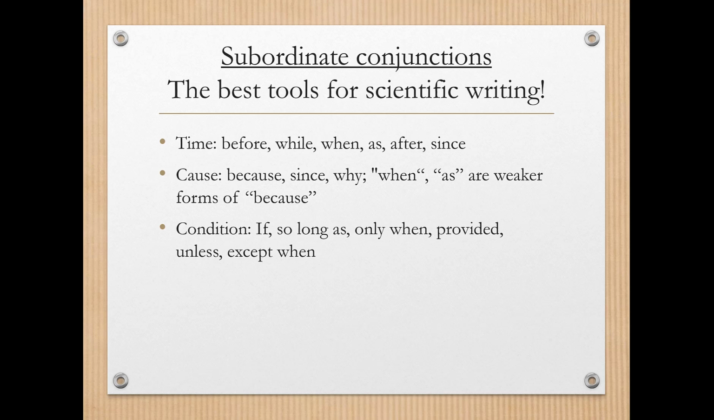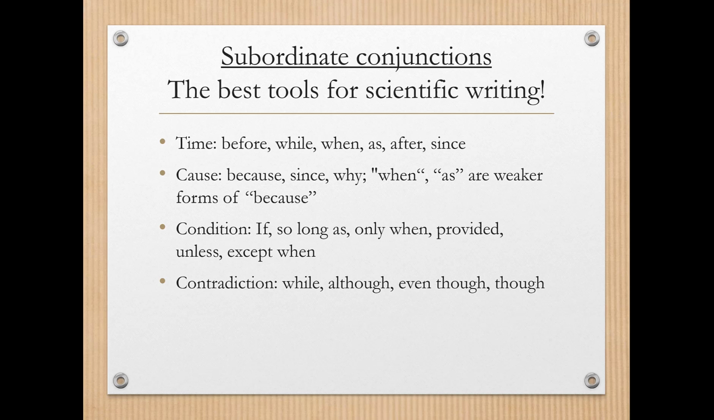Condition, again in science, something happens because of a particular cause. The condition subordinate conjunctions are if, so long as, only when, provided, unless, except when. So in other words, we have to have A happen in order for B to happen subsequently. That's the condition. We also recognize the importance of contradictions in science.